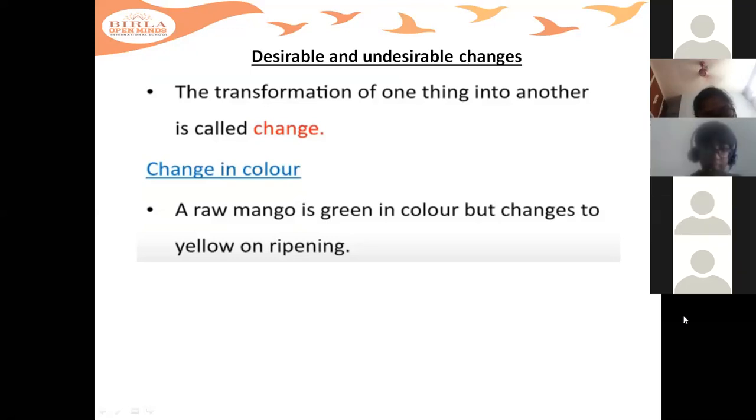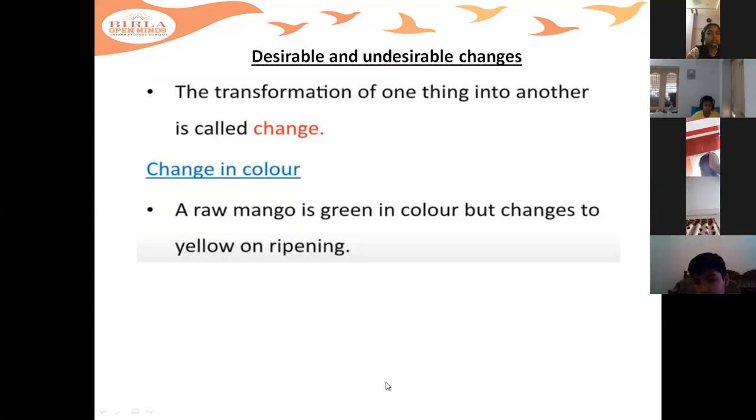Yes, I've unmuted you, Rudranish. Hello, ma'am. Can you hear me? Yeah, I can hear you. Moving of an aeroplane, ma'am. Yes, moving of an aeroplane. So it's a change in position. Okay, very good. I'll just mute you all and then I'll proceed. One second. I'll give others also a chance. Yeah, I'll give it a chance.